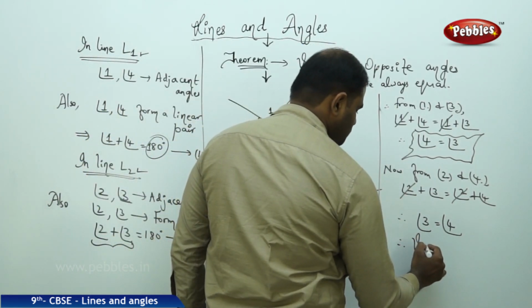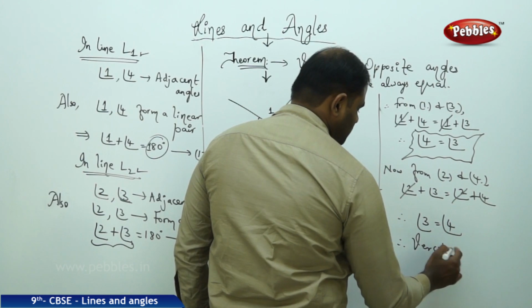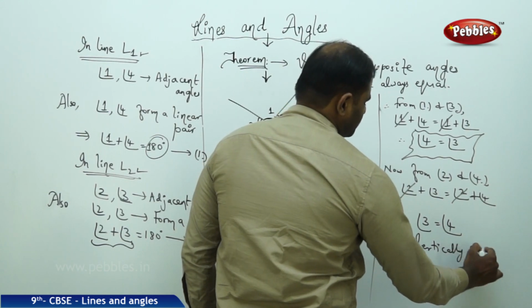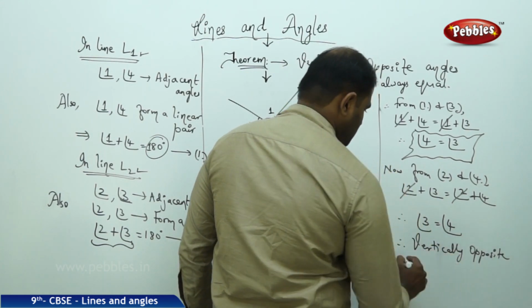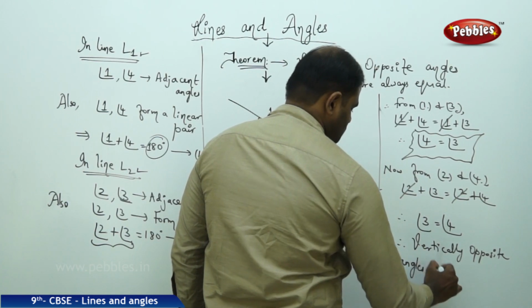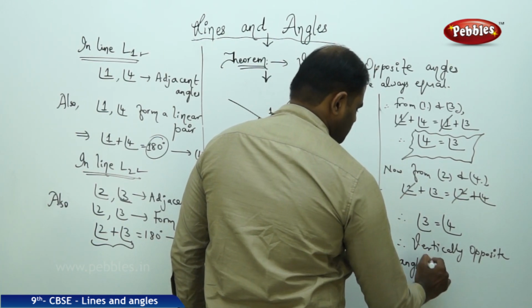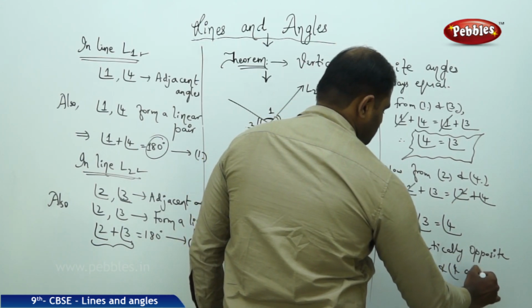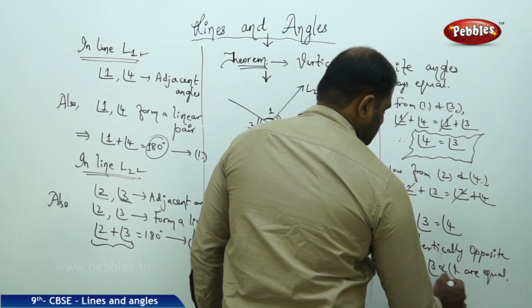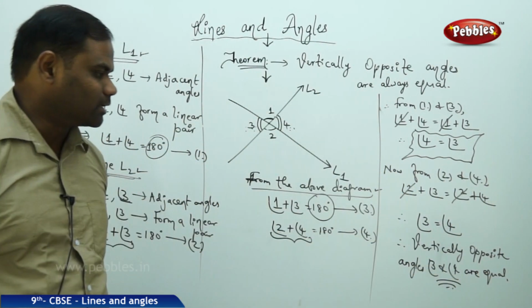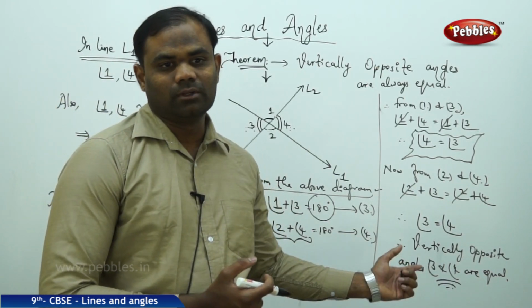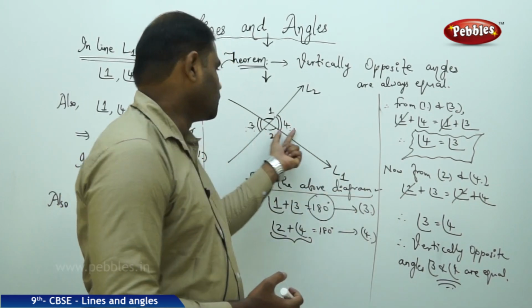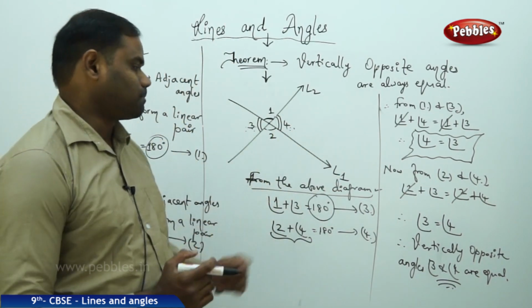Therefore, vertically opposite angles, angle 3 and angle 4, are equal. That is how we conclude the vertically opposite angles 3 and 4 are equal. What about 1 and 2?